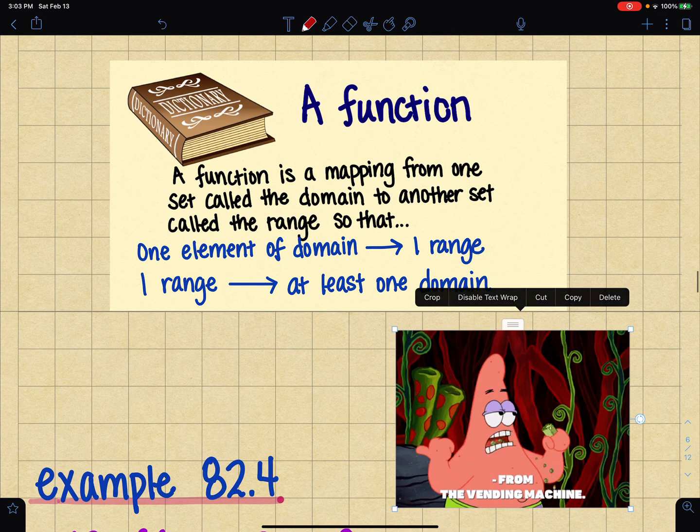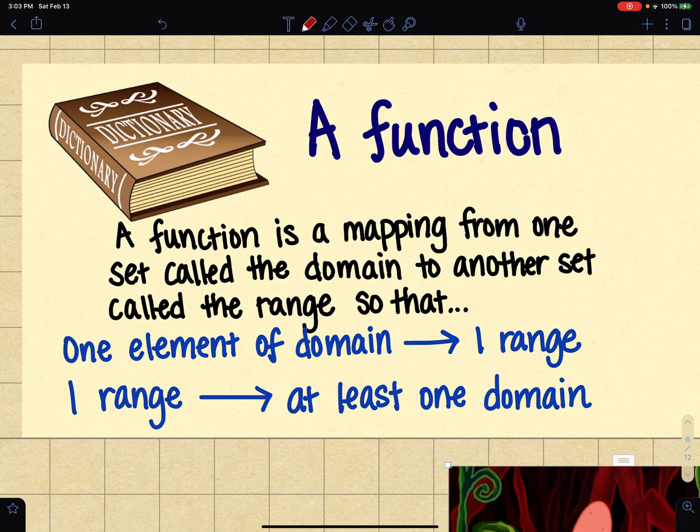Okay, so let's define a function. I'm going back up to that definition of a function that's on page 338. It says a function is a mapping from one set called the domain, so the domain is what you start with, to another set called the range. So you're putting a domain into the machine, it's spitting out a range, so that one element of the domain gets one range. What that means is, if I put in a 3, it's always going to give me a y that goes with that 3.